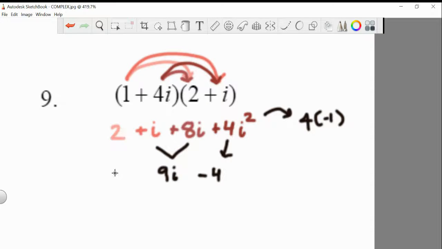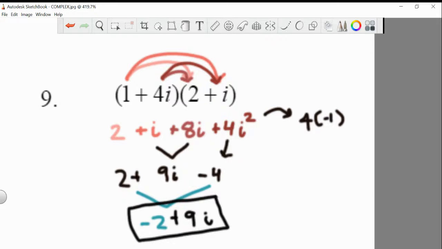We still need to hold on to this 2 that's over here. And so we've combined the middle two, we've sorted out the i squared, and then we have one more step. These two pieces are now back in real number terms, okay? We had real, imaginary, but actually this has turned back into real, and so now we can combine the reals together. 2 minus 4 is -2. And there's the finish of our question: -2 plus 9i.